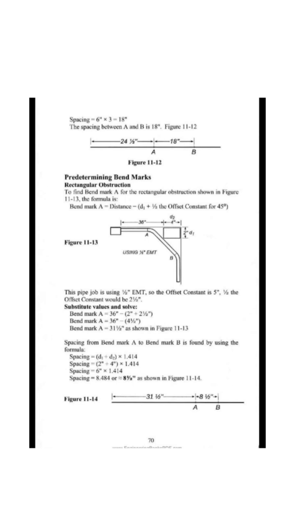Bend mark A equals 36 inches minus (2 plus 2.5). Bend mark A equals 36 inches minus 4.5. Bend mark A equals 31.5, as shown in figure 11 to 13.